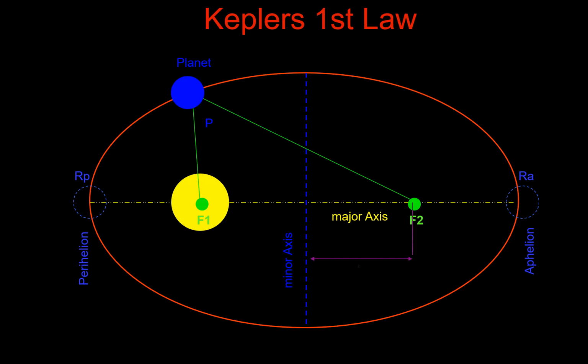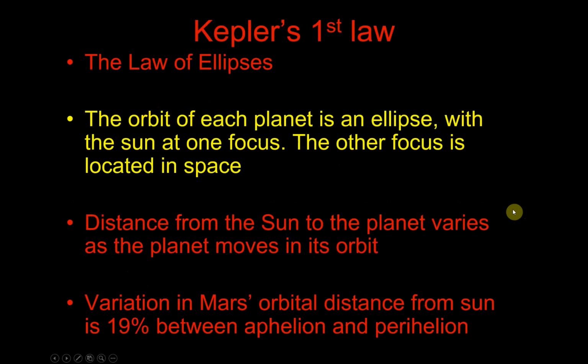So when a planet moves in an ellipse, we can define a couple of things. One, a major axis, which is the long axis of the orbit. The minor axis being the shorter axis, the perihelion, and the aphelion. And Kepler's first law really just made the statement that planets move in ellipses, and the orbit of each planet is an ellipse with the Sun at one focus. The other focus is located in space.